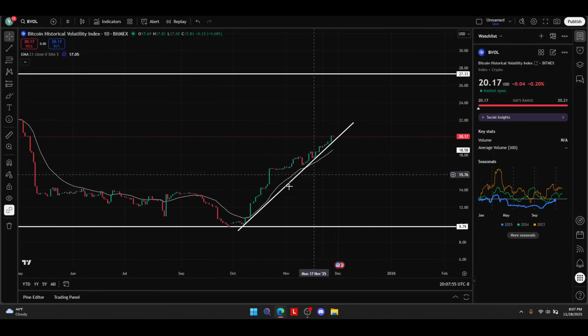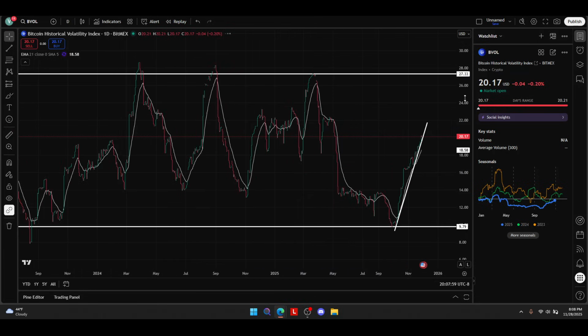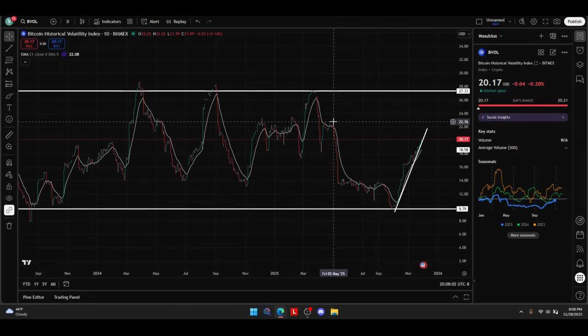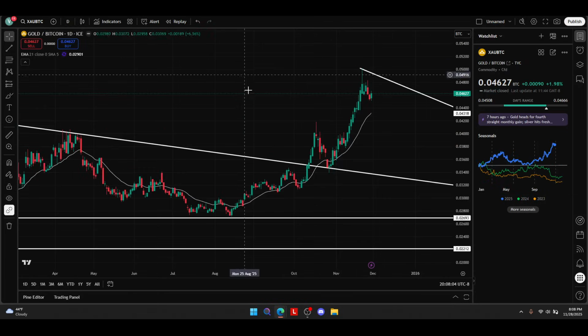It is in a bull trend. Trend line is still in play. EMA is pointing up, a lot of room to the upside. So volatility will most likely continue to climb if that's going to have any play for Bitcoin's price.